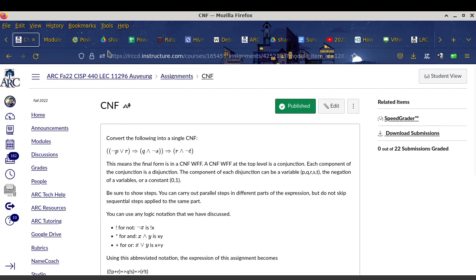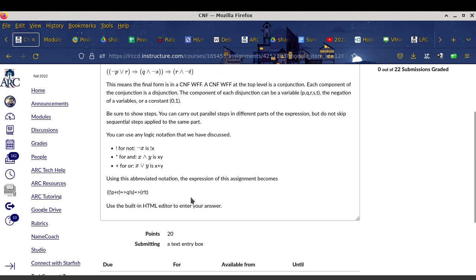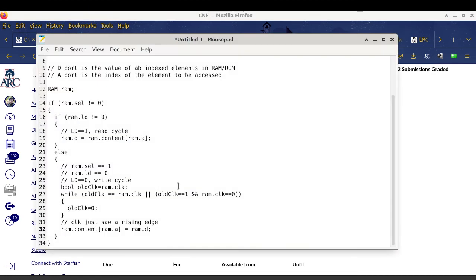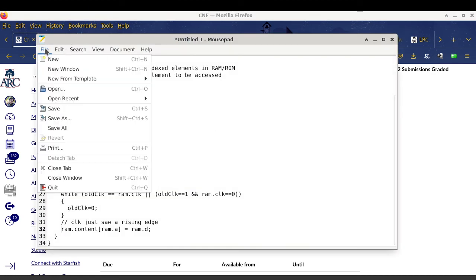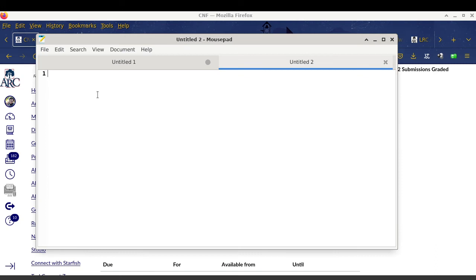All right, so I'm just trying to figure out what is the best way to do it. Okay, I think a text editor would be fine. So copy and then go to a text editor, just paste here. All right.